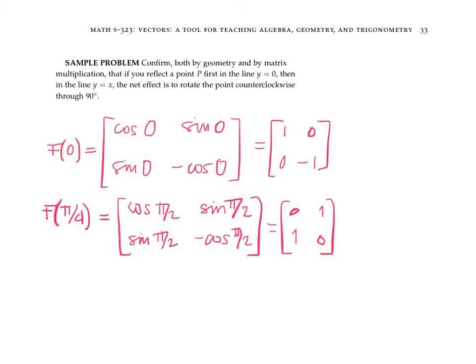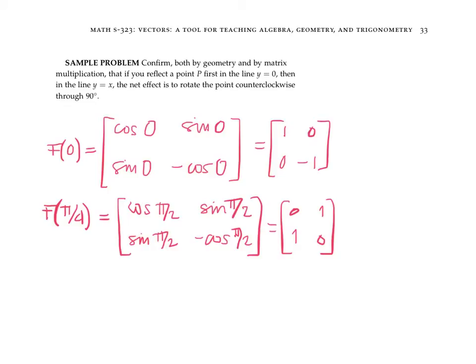Is that a surprise? Well, if you take the first standard basis vector and reflect it in the line that makes a 45-degree angle with the x-axis, you're going to end up with the second standard basis vector. And if we take a look at what happens when the second standard basis vector gets reflected in a line of 45 degrees with the x-axis, we're going to end up with the first standard basis vector, which is expressed exactly by this second column.